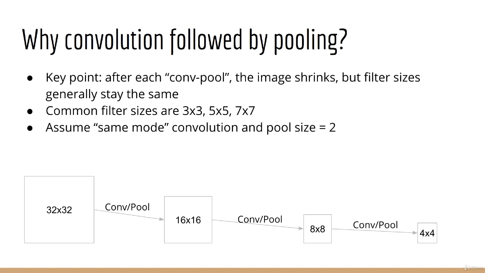In this case, after the first convolution and pooling, the image shrinks down to 16x16. After the second convolution and pooling, the image shrinks down to 8x8. After the third, it shrinks down to 4x4. And finally, after a fourth convolution and pooling, the image shrinks down to 2x2. What happens after this is still a mystery, so let's just leave that for now and focus on the image shrinking.